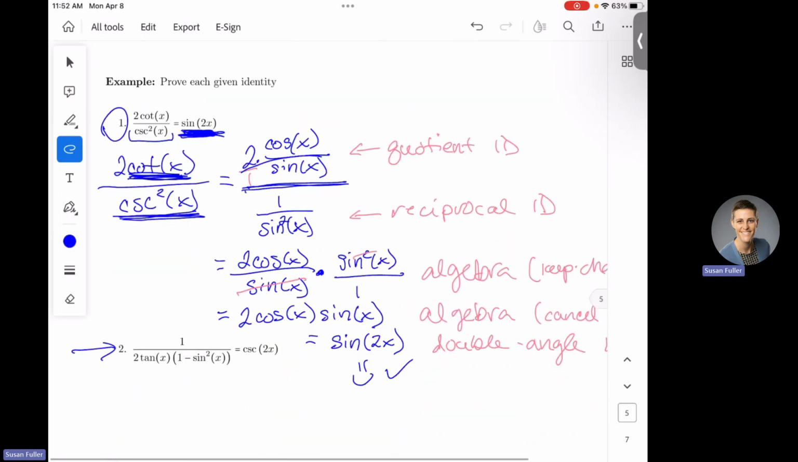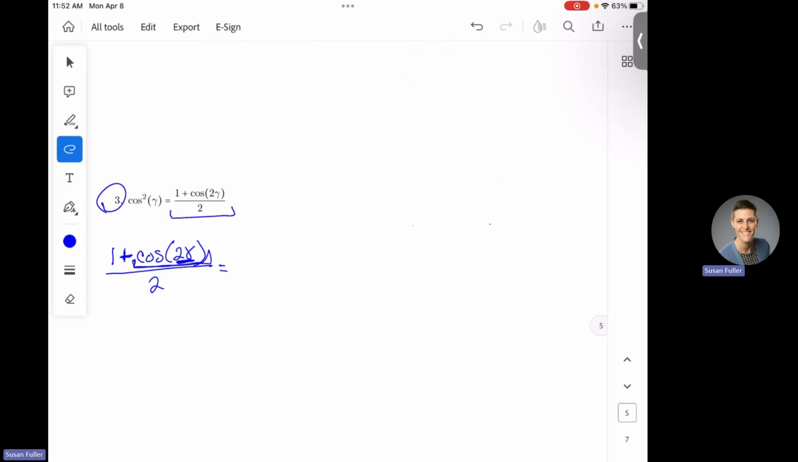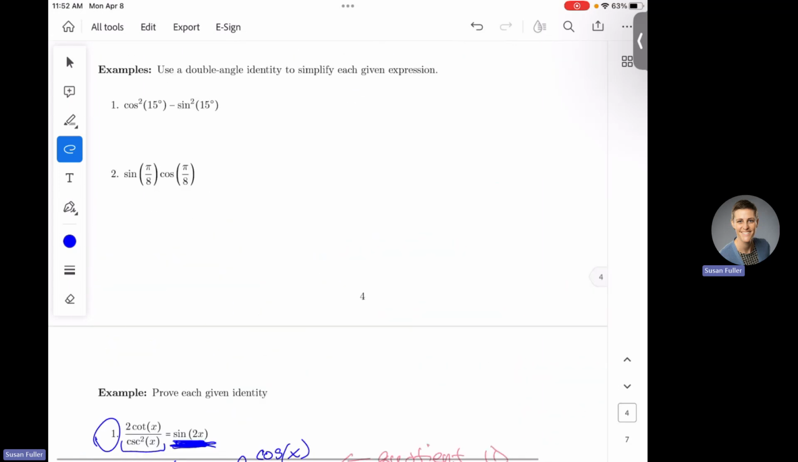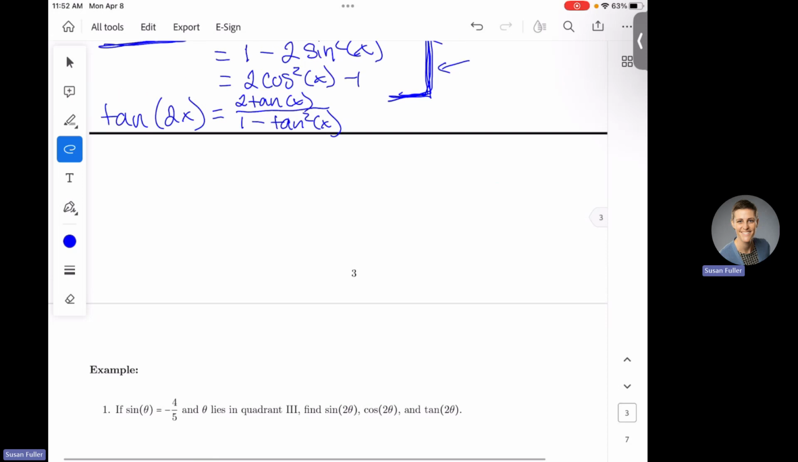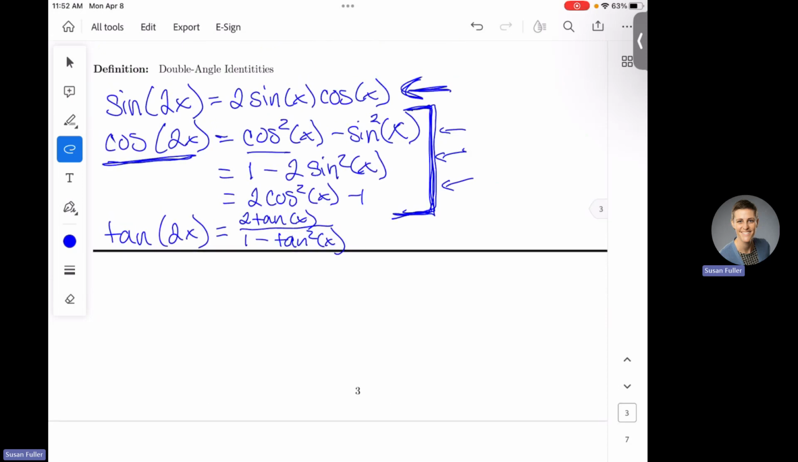But let me think about where I'm trying to go. I know I want to end up at the cosine squared of gamma. So I probably want to replace cosine of 2 gamma with something with a cosine squared in it. So if I come back up and look again at my double angle identities, I've got a cosine squared in this one and a cosine squared in this one. So I think the top or the bottom would be the 2 best options for us.